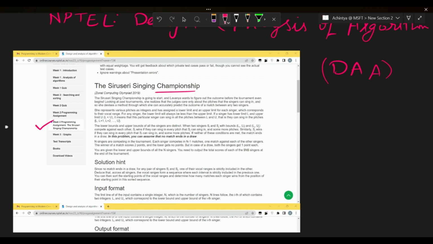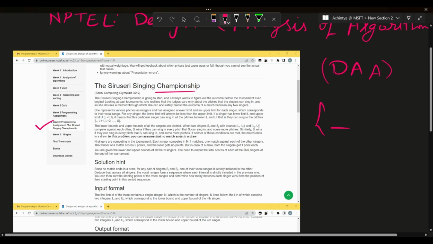The Siruseri singing championship is going to start, and Lavanya wants to figure out the outcome before the tournament even begins. Looking at past tournaments, she realizes that the judges care only about the pitches that the singers can sing in, and so she devises a method through which she can accurately predict the outcome of a match between any two singers. She represents various pitches as integers and has assigned a lower limit and an upper limit. Let's call the lower limit L and the upper limit U.